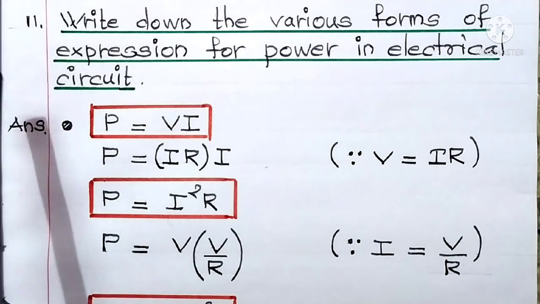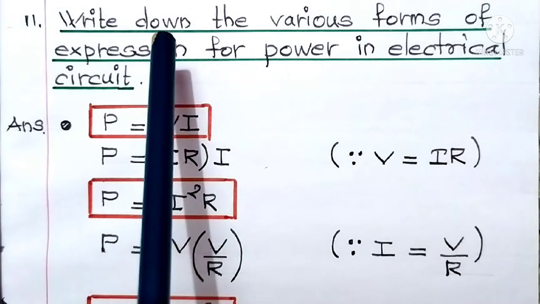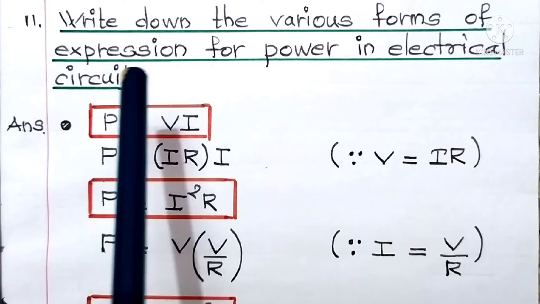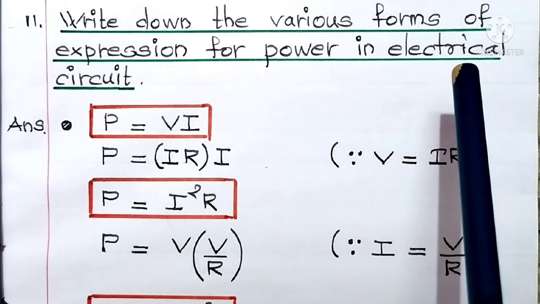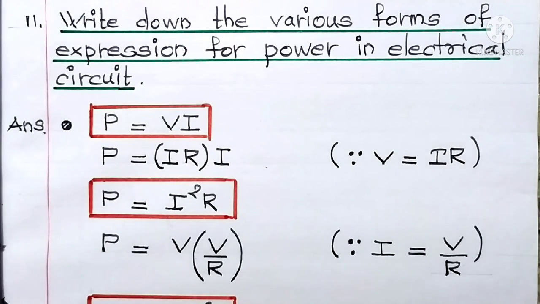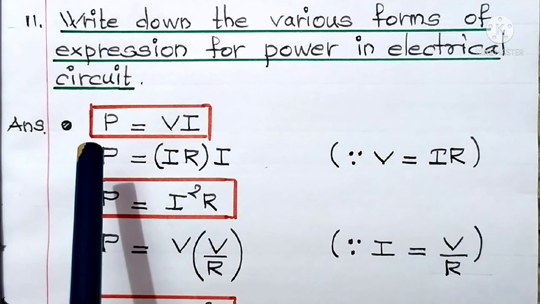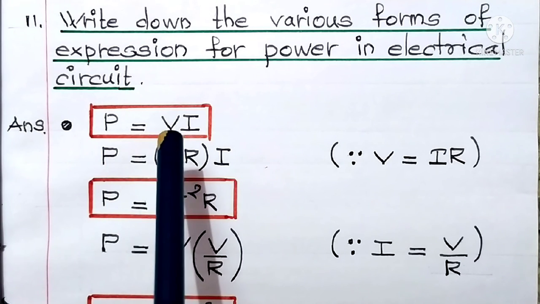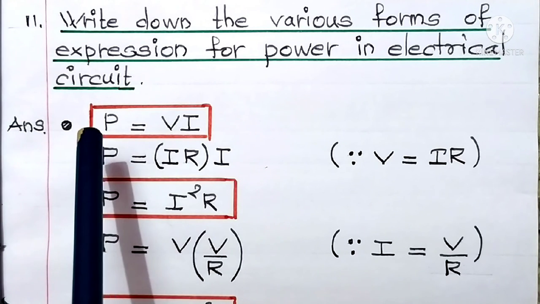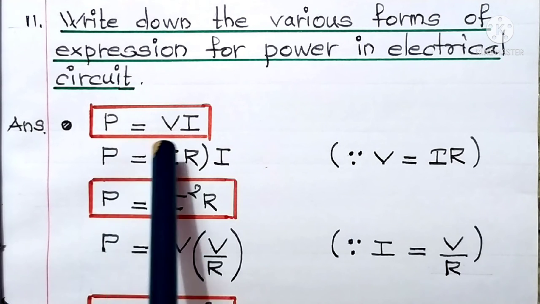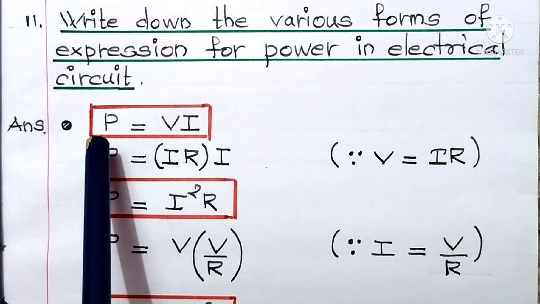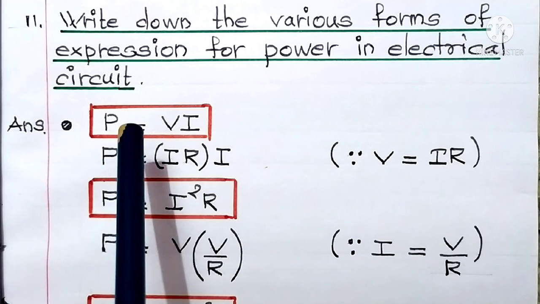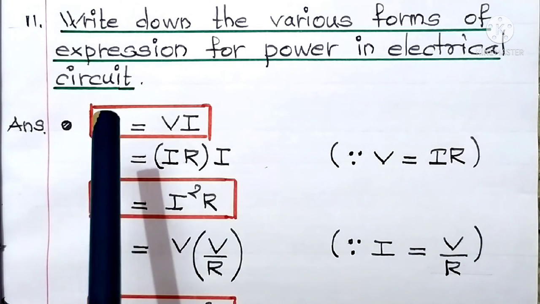Question number 11. Write down the various forms of expression for power in electrical circuit. Answer. P is equal to VI. This expression we have already derived in the previous question. So let us write it as P is equal to VI. This is one of the expressions for power.